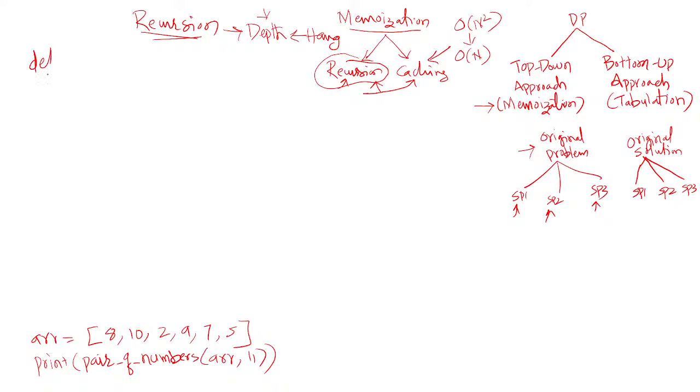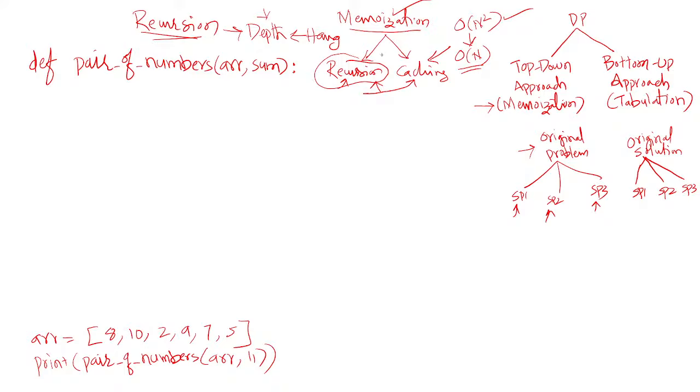Let us define this function, pair of numbers, and we'll pass the array and also the sum. So this is our function. The previous solution has the time complexity of order n square. Now we convert that into linear time complexity by using the technique called memoization.